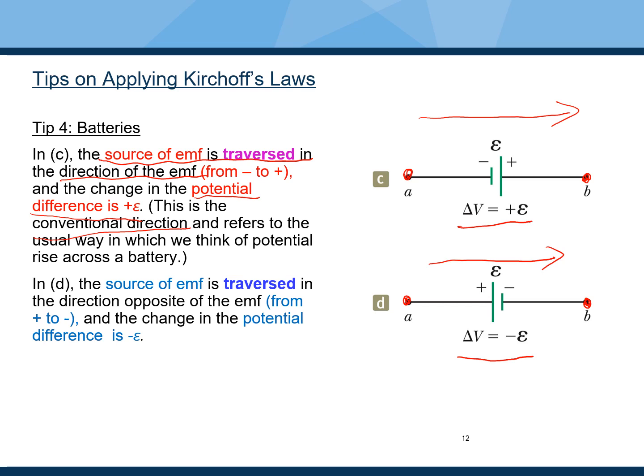But if perchance you have to traverse a battery in the opposite direction, namely going from the plus plate of the battery to the minus plate of the battery, then that battery should count negatively and it should give you a voltage drop given by minus E.